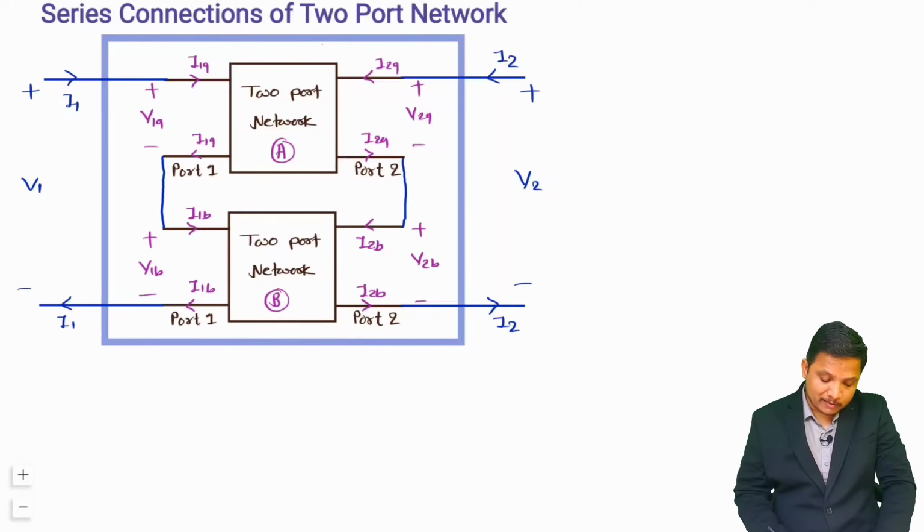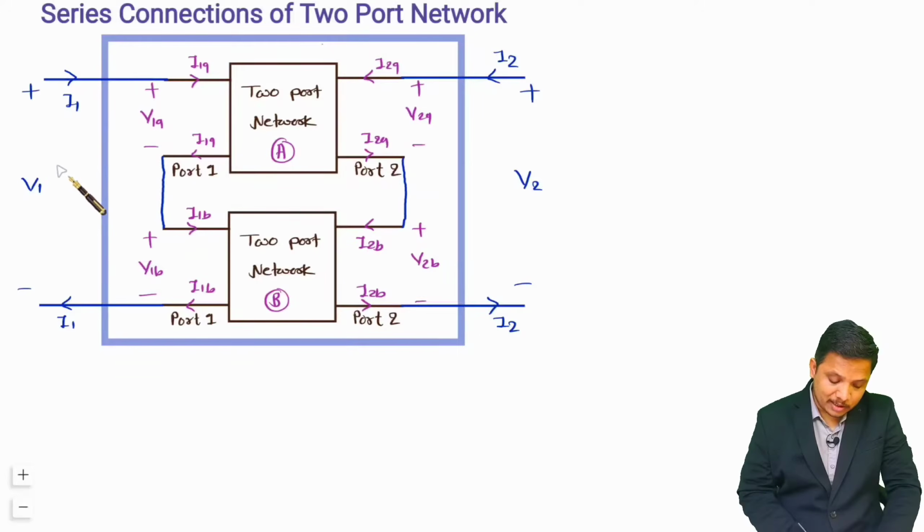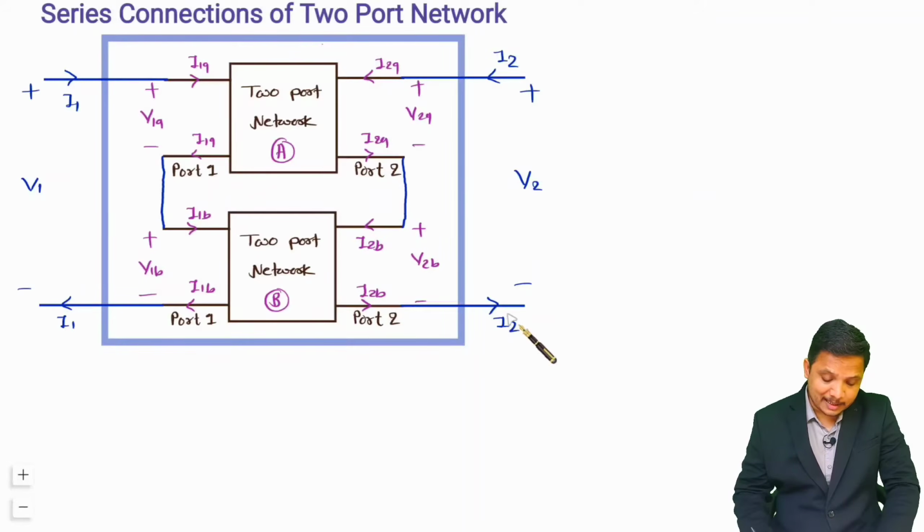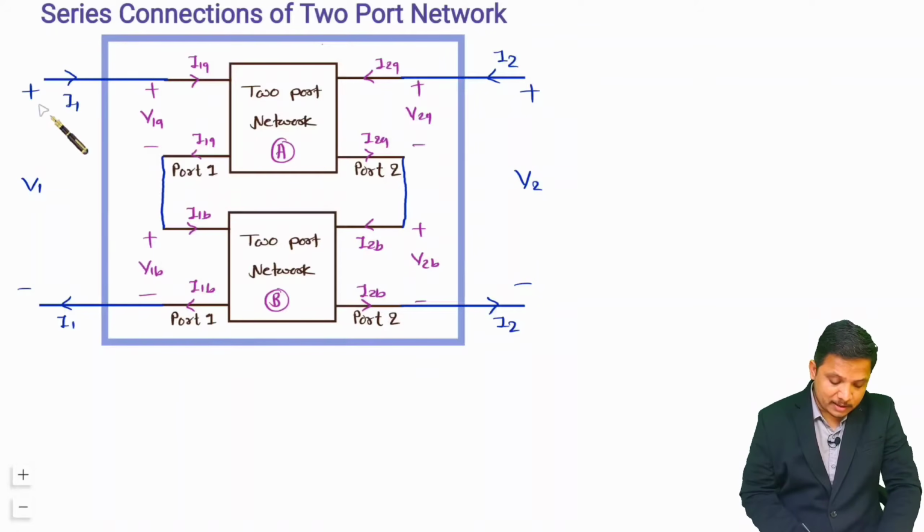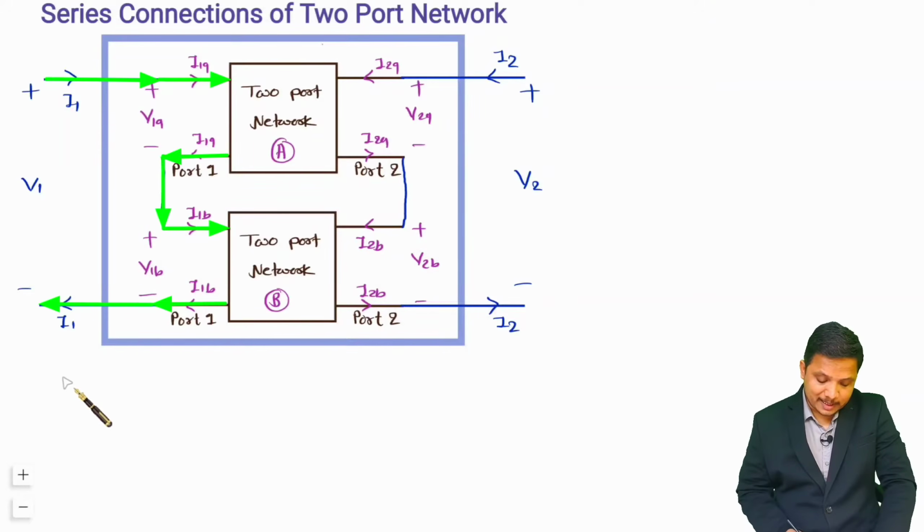Now my dear students, we need to understand the relation of voltage and current inside. After that, I'll derive the equivalent parameters of the resultant two-port network based on two-port network A and two-port network B. This is a series connection, so you should know the currents are the same. You can observe that this I1 equals I1A, and this I1A equals I1B. So I can say I1 equals I1A equals I1B.